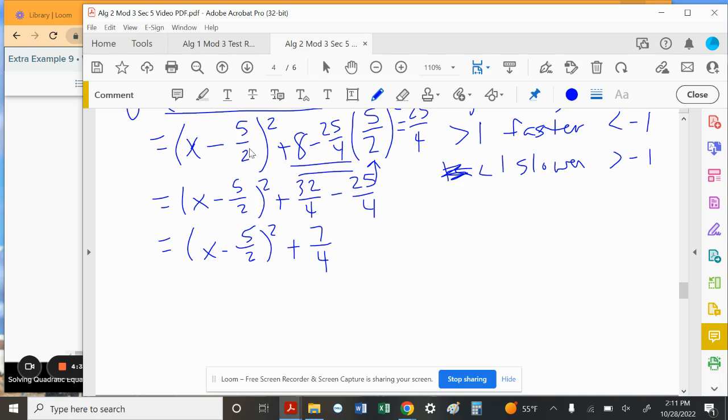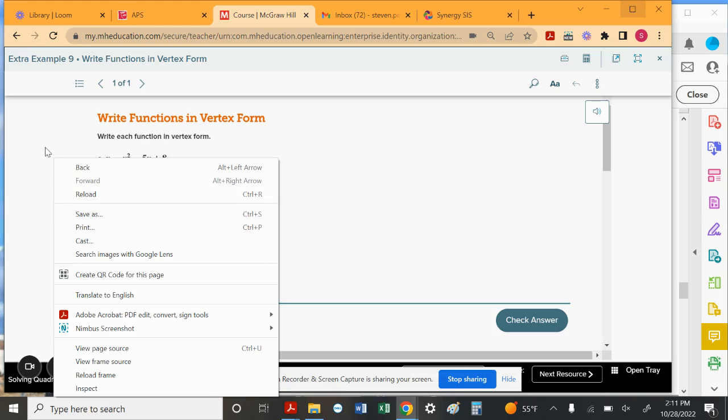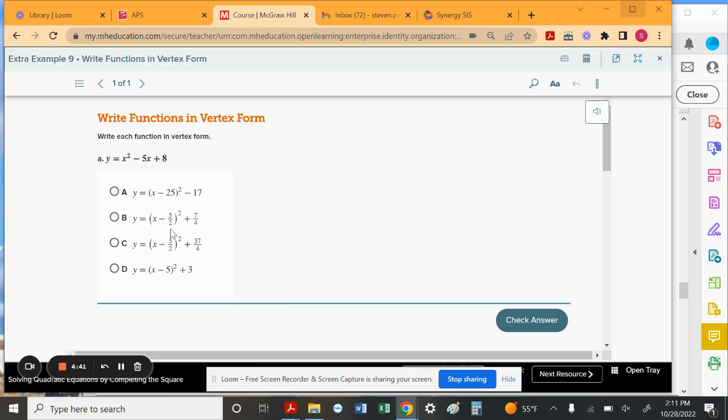Okay, so that's my answer for completing the square and putting it into vertex form: (x minus 5 halves) squared plus 7 over 4.